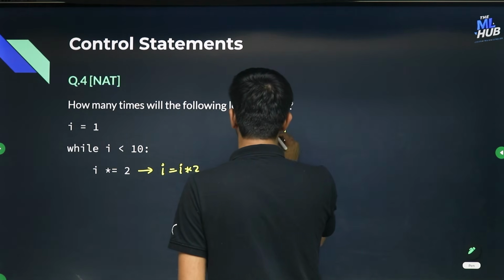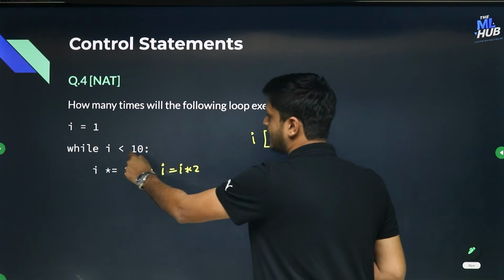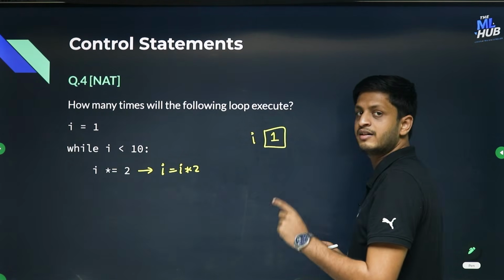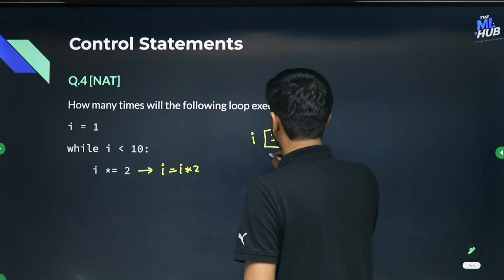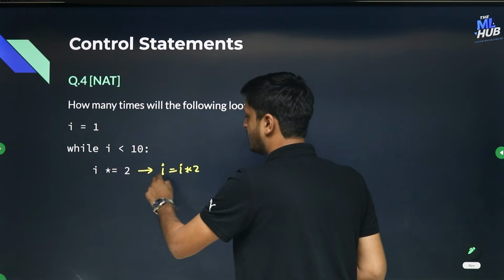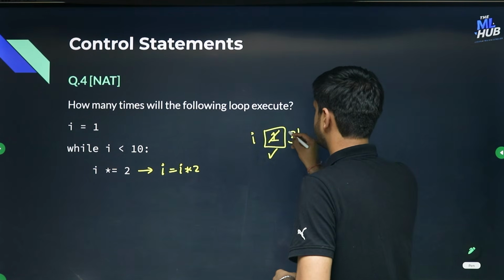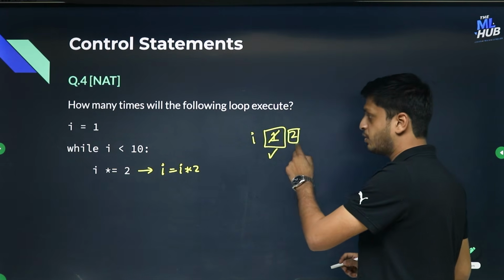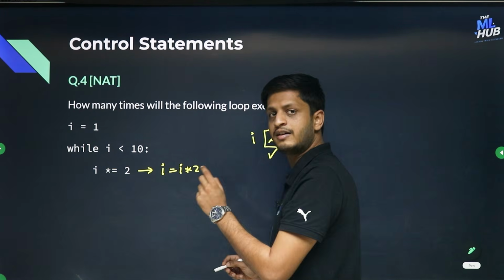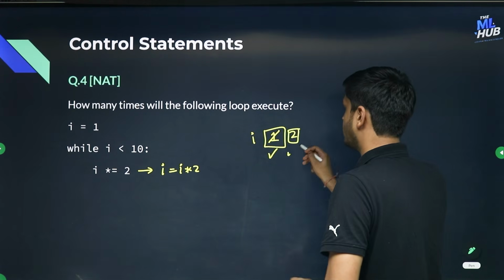So I is 1 initially. And the while loop runs until the condition is true. I will be initially 1 and we will see, is I less than 10? So is 1 less than 10? 1 is less than 10, so for I equal to 1 it will run. We will go inside and we will say I is equal to I into 2. What is 1 into 2? 2. So I will now become 2. Now I will take the value 2. Again we will check, is 2 less than 10? 2 is again less than 10. So again the loop will run for I equal to 2.